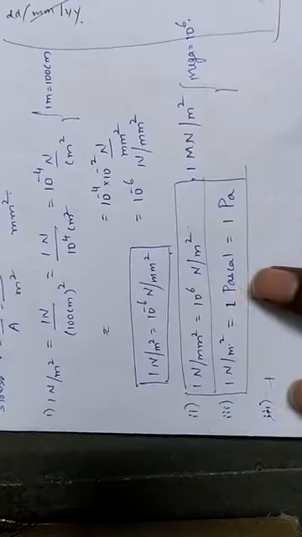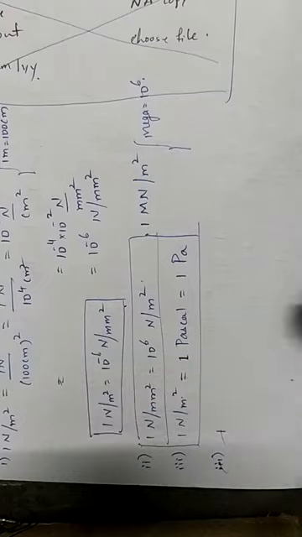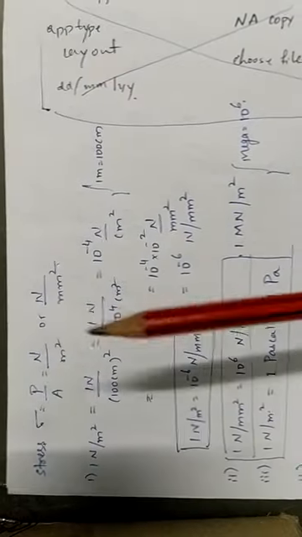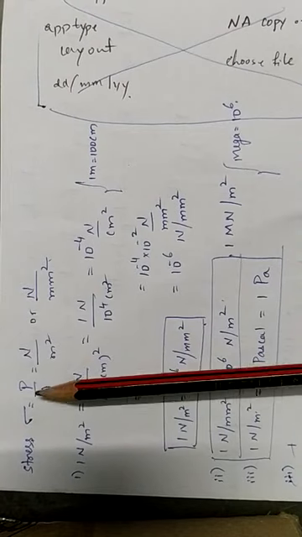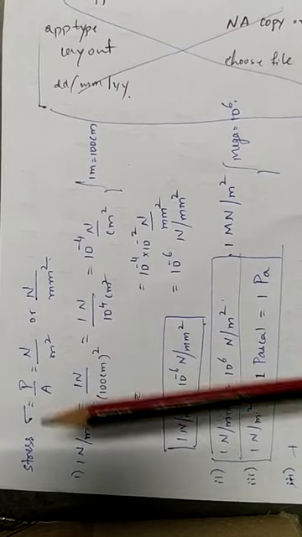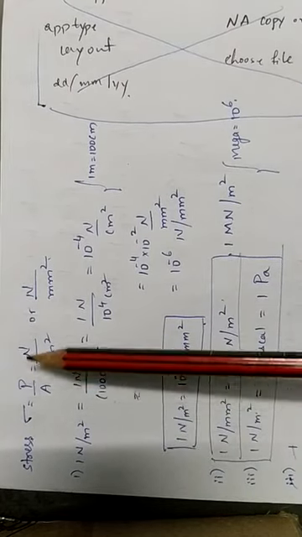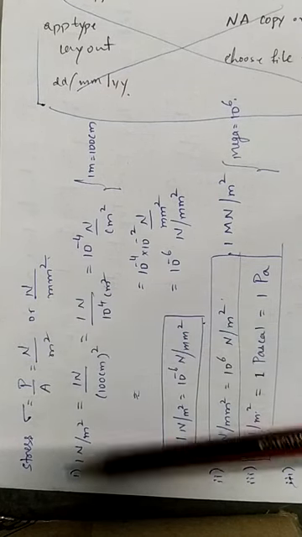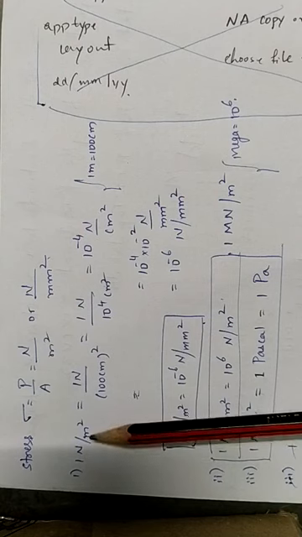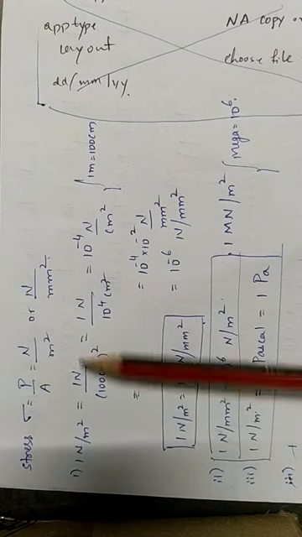The next thing is stress. Stress, sigma, is equal to load by area. Load is P. The unit is Newton per square meter or Newton per mm square. 1 Newton per square meter is equal to 1 Newton per square meter.